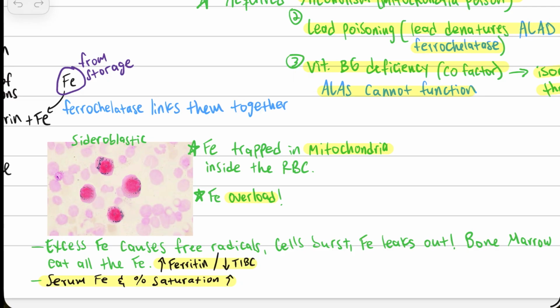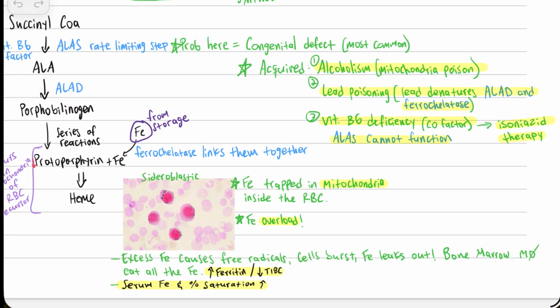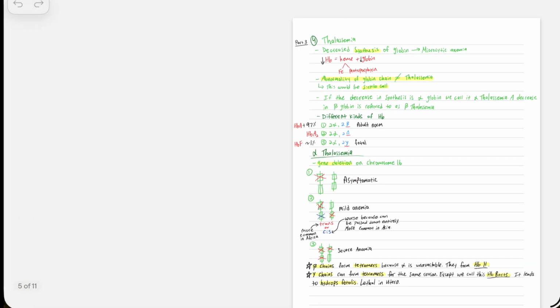out. And what happens is then you have the bone marrow macrophages that are going to eat up all this iron because they're trying to be the cleanup crew. They know it doesn't belong there. And what does this cause? This causes your ferritin to increase and your TIBC to decrease. And then you have serum iron and percent saturation increasing, of course. So these are all things you would expect to see in sideroblastic anemia.